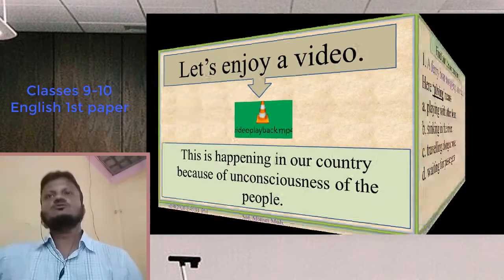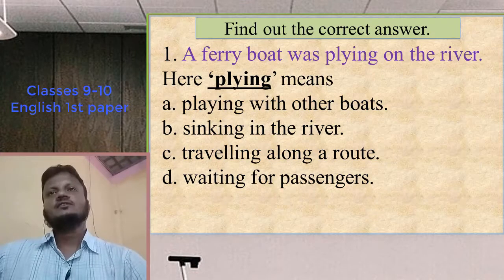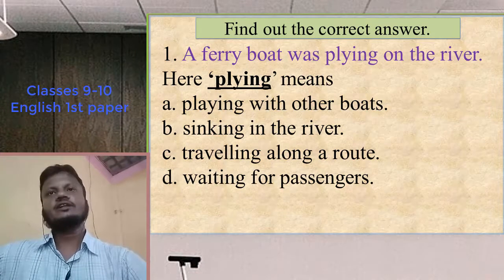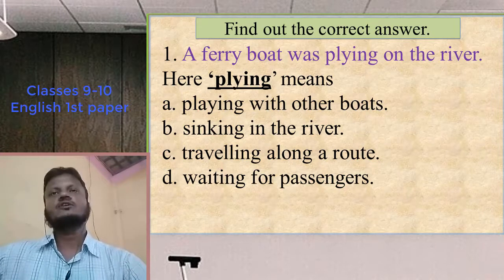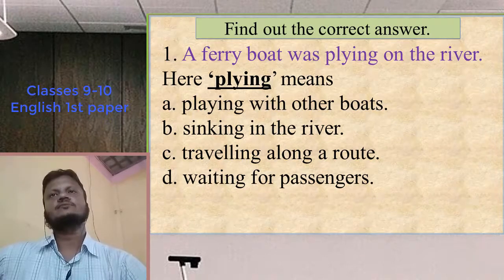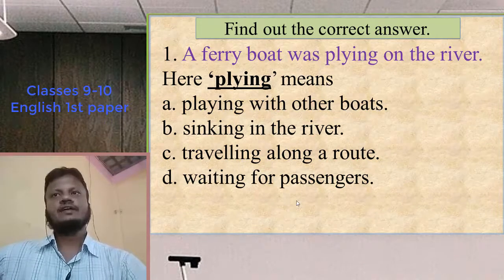Dear learners, we have already read the passage and know the information given in the text. Now I am giving you some MCQ questions. Try to answer the questions. Number one, a ferry boat was plying on the river. Here, plying means: plying with other boats, sinking in the river, traveling along the road, or waiting for passengers. What will plying mean?